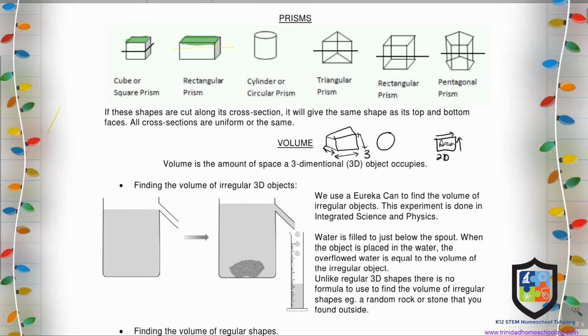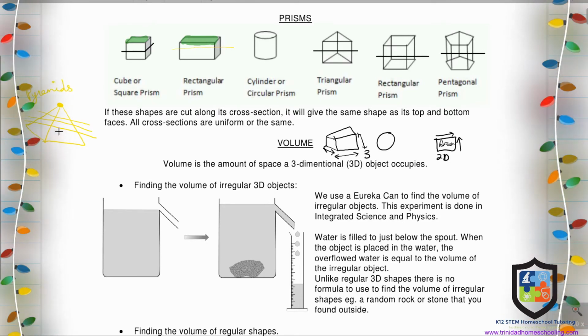Now a pyramid, all of the 3D shapes that are pyramids, they have one single point at the top. So this is not a prism, because if I were to cut along here and along here and along this way, all the slices would be different sizes. They would not be the same. So these here are pyramids.